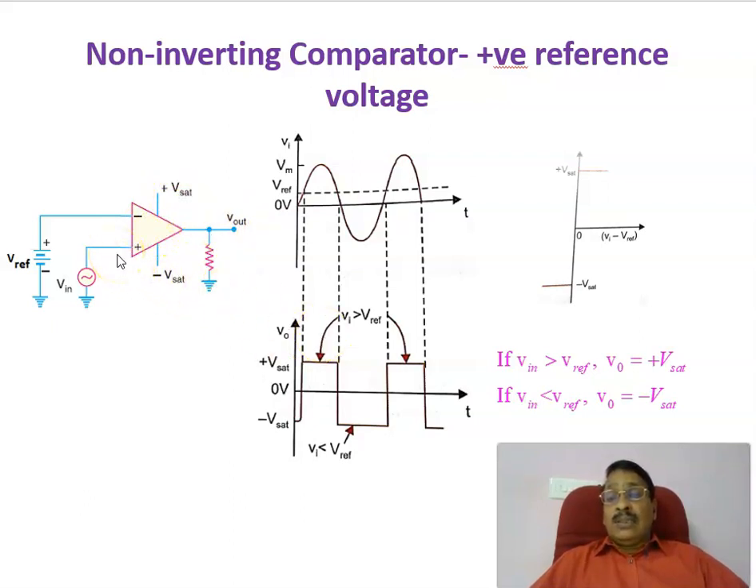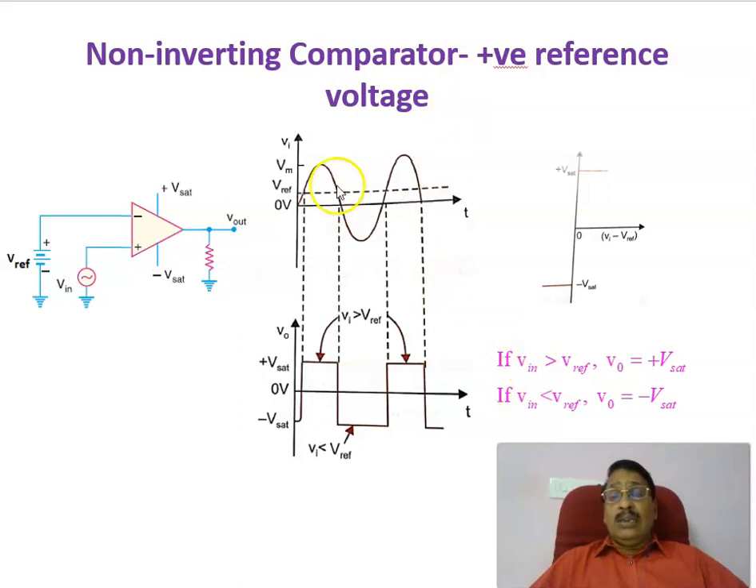For a non-inverting comparator, if the input voltage is more than the reference voltage, the output V0 is equal to plus Vsat. If the input voltage is less than the reference voltage, the output voltage is equal to minus Vsat. You can remember this as a thumb rule for a non-inverting comparator.